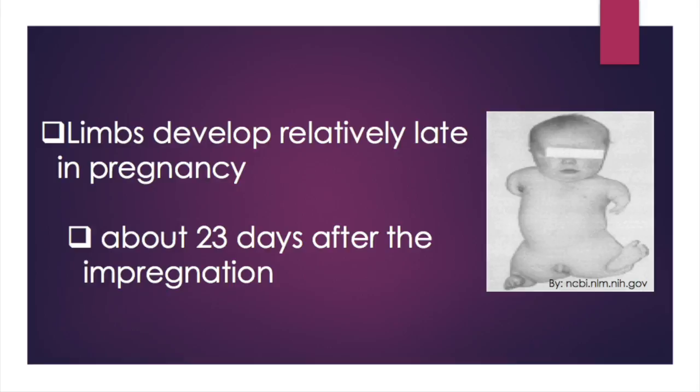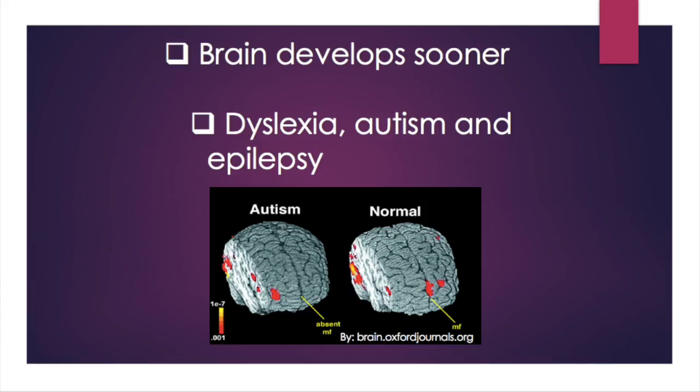Limbs develop relatively late in pregnancy, about 23 days after the impregnation, which is why they were the most severely affected. As for mental handicaps, the blood vessels in the developing brain were also affected because the brain starts to develop earlier on. They only resulted in handicaps like dyslexia, epilepsy, or autism.